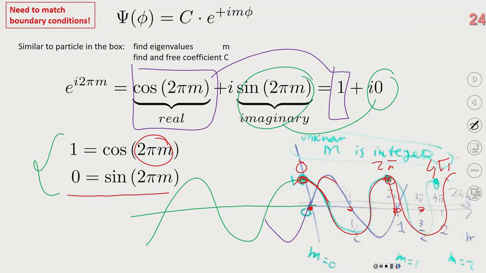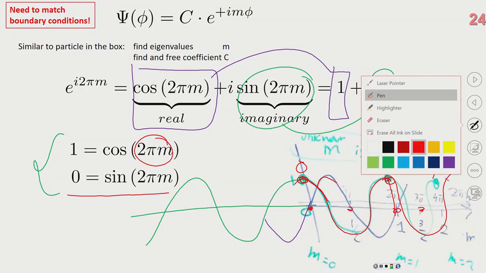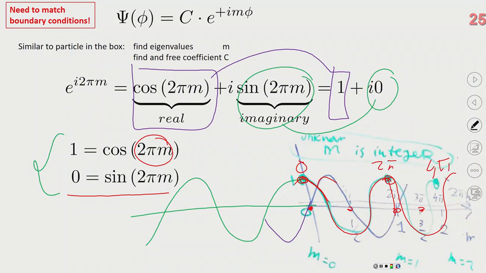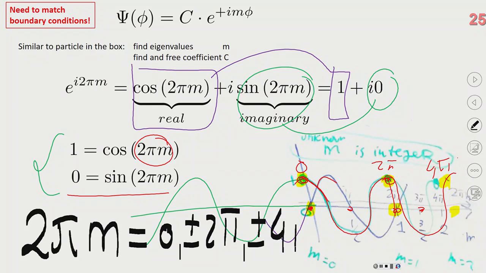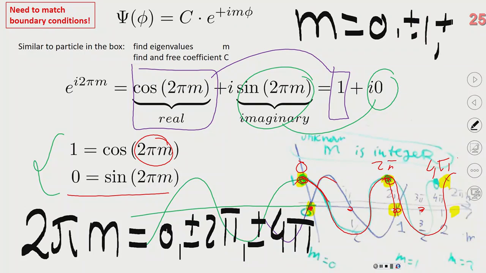So we will take only those points where this coincidence happens: 0 plus minus 2 pi plus minus 4 pi, right? Just to match these equations. So we can cancel 2 pi on the left and right and get the answer that m is equal 0, plus minus 1, plus minus 2, and so forth.